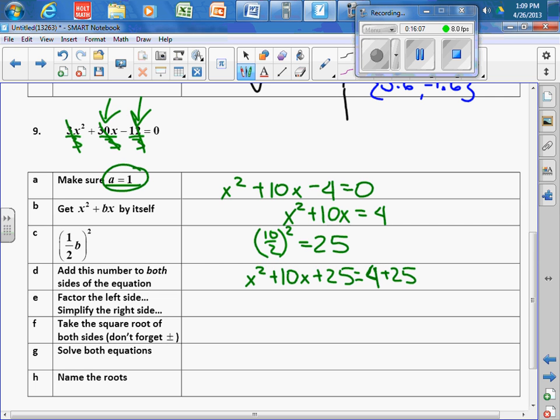Factor the left side. 2 sets of parentheses. X here and x here. The square root of 25, that's the reason why we make this a perfect square trinomial. All we're going to do is be taking the square root of that, and we get 5. Throw in a couple of plus signs, and that'll be equal to 29.